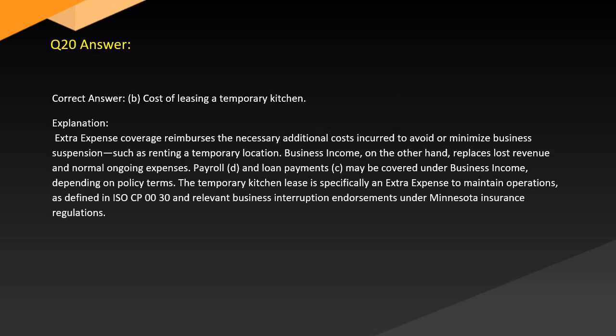Answer. Correct answer: B. Cost of leasing a temporary kitchen. Explanation: Extra expense coverage reimburses the necessary additional costs incurred to avoid or minimize business suspension, such as renting a temporary location. Business income, on the other hand, replaces lost revenue and normal ongoing expenses. Payroll, D, and loan payments, C, may be covered under business income, depending on policy terms. The temporary kitchen lease is a specific extra expense to maintain operations, as defined in ISO CP 030 and relevant business interruption endorsements under Minnesota insurance regulations.